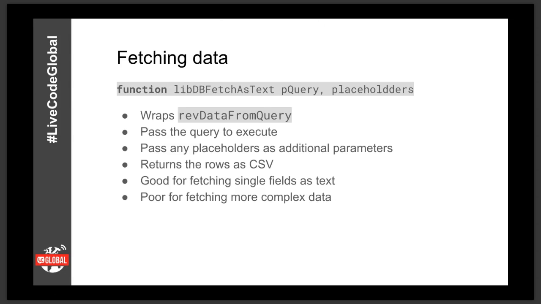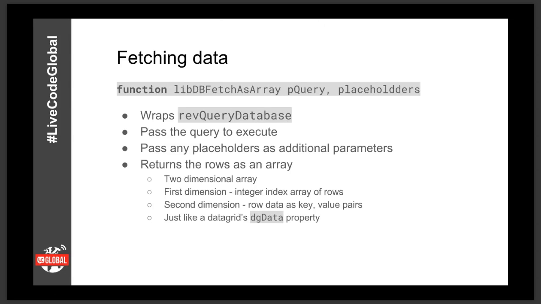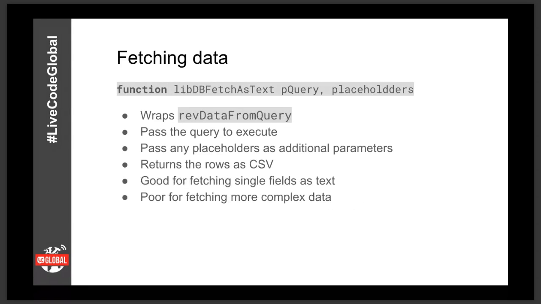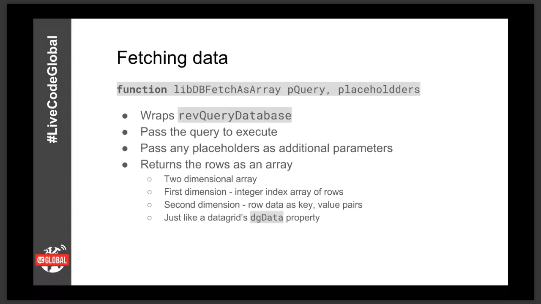But really, a much better method is to use libdb fetches array, where it uses the rev query as database revdb function, and then pulls out each individual value and puts that into an array. If you're fetching complex data, that's a much better way to do it, rather than fetching CSV data, or TSV data, or any data separated as text. It works, but it's a bit limited in its use. You'll find that you reach its limits pretty quickly as soon as you start working on a slightly more in-depth app.